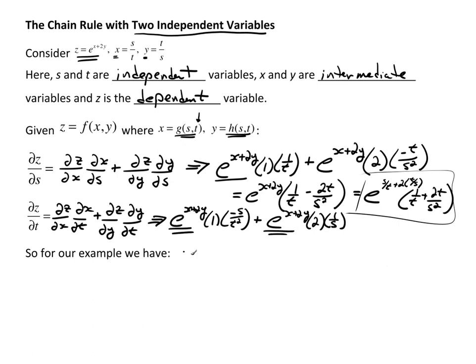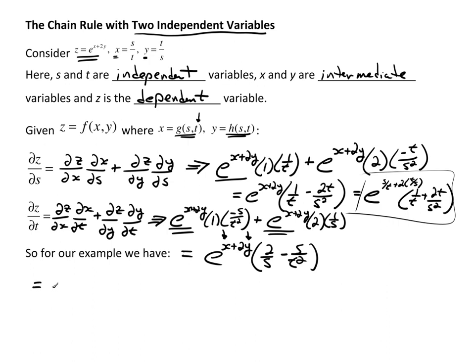So I will end up having e to the x plus 2y times, that's a negative, so I'm going to put it second. I'm going to turn things around a little bit. This is simply 2 over s minus s over t squared. So that's what we ended up with for this particular example. But of course, we need to substitute in these values for x and y. Now, let's go ahead and do that.